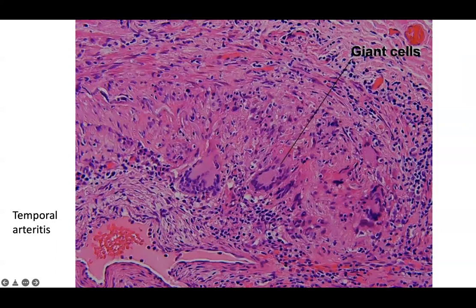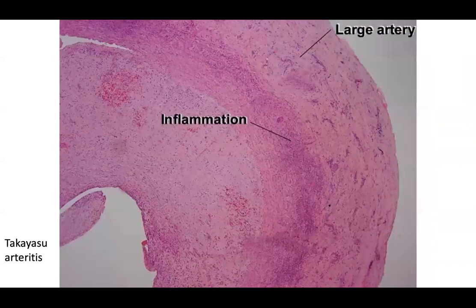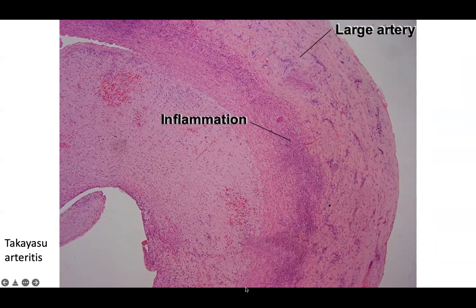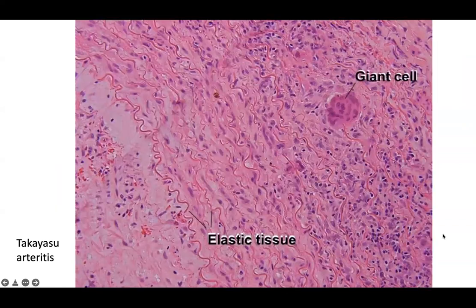Just a higher view to look at those giant cells. And here's an example of Takayasu arteritis with the inflammation around this large vessel. You can see the large artery structure and then this very nice concentric inflammatory rim. Higher power shows some scattered giant cells within the inflammatory infiltrate. You can see the elastic membrane as well.